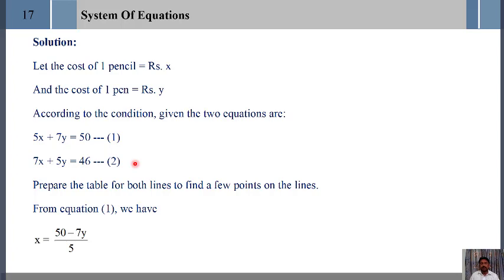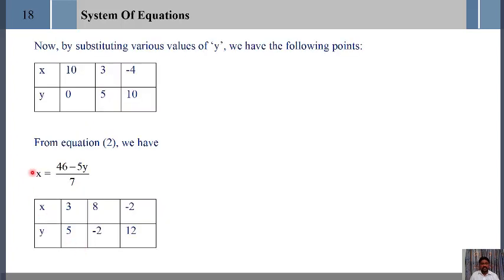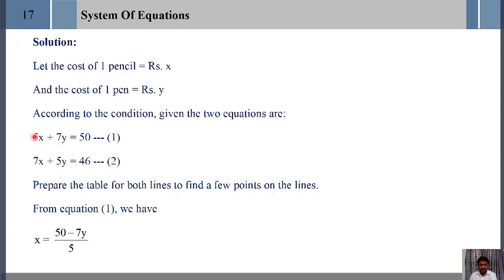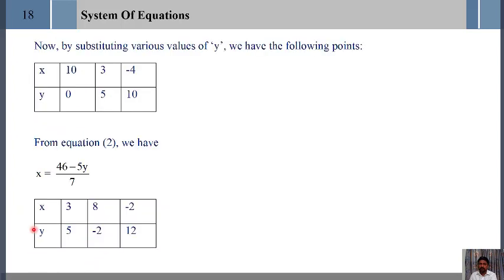In this case, from equation 1 I am going to find the value of x. Taking these components to the right-hand side and adjusting, we get x equal to 50 minus 7y divided by 5. Similarly, from equation 2 we get x equal to 46 minus 5y divided by 7. So from equation 1 this is the value of x in terms of y, and from equation 2 this is also the value of x in terms of y.